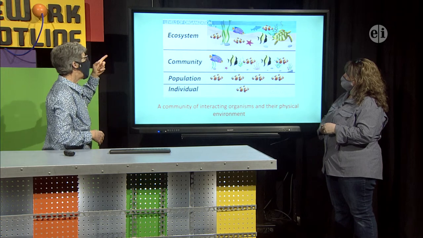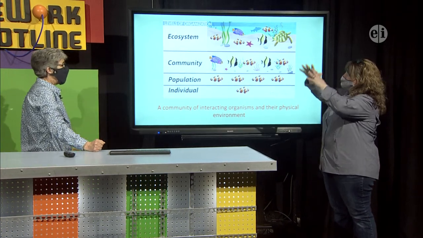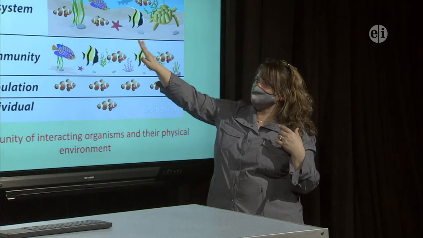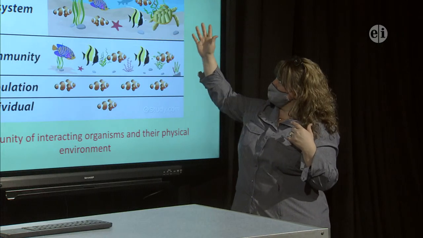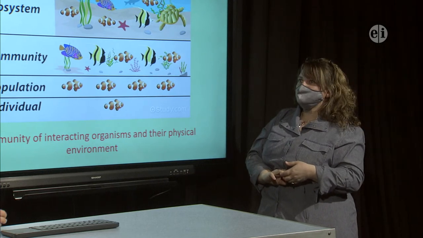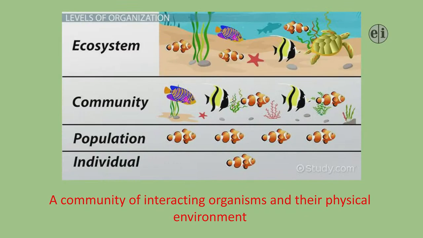And now for ecosystem. So the great big thing, you still have your clownfish and the population of clownfish, the other fish, the turtles this time, plants, but now I see the sand. Yeah, you do see the sand. And the water. Yes, all those things that are the non-living parts of the ecosystem, of the area. So we've got the living and the non-living, and there's the definition at the bottom. It's a community of interacting organisms and their physical environment.